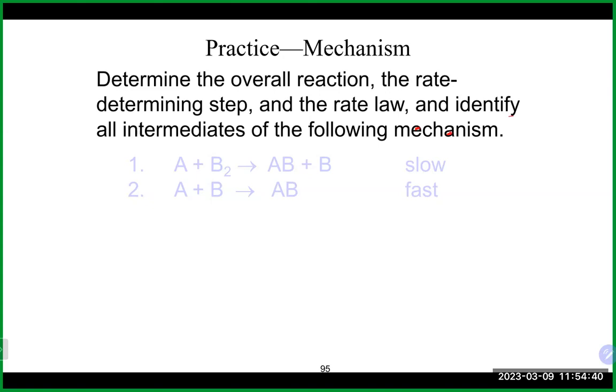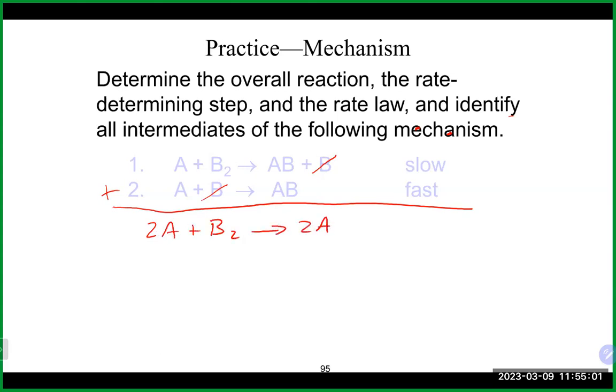So obviously the overall reaction can be found by simply adding each of these steps together here. In this particular case, it looks like maybe B, and I think that might be it. So at this point, if we add it together, we would end up with 2A plus B2 goes to 2AB, in this case, I believe. Any questions on that so far?